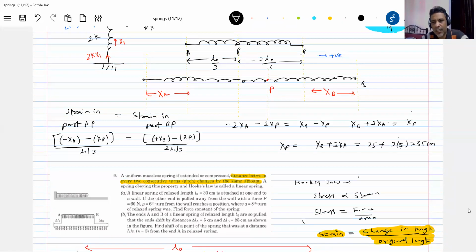In the question, it is given that the distance between every two consecutive turns changes by the same amount. So it means the displacement of one turn will be equal to the displacement of each and every turn in the spring. No, the distance between every two consecutive turns changes by the same amount. Okay, that one, I'll explain that one. Now come for this. Any problem arised here?